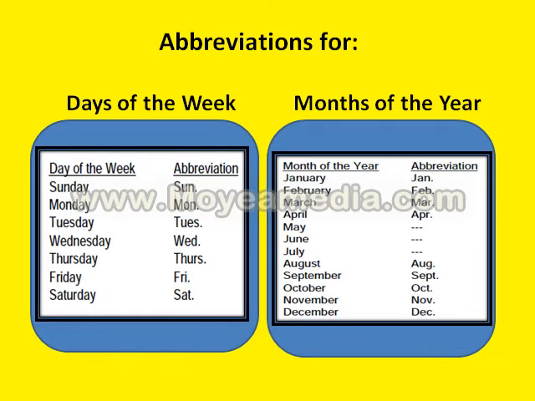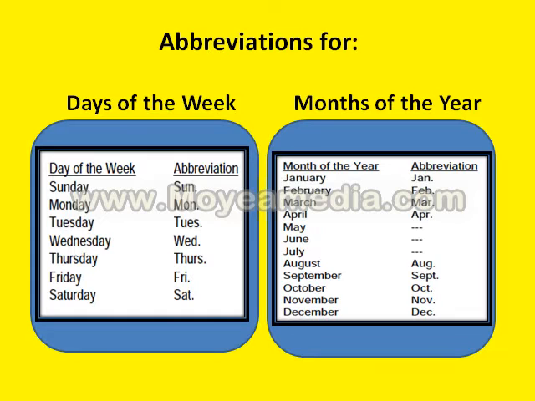Now let's move on with August. How are we going to abbreviate August? Excellent! AUG followed by a period. How about September? Very good. SEPT followed by a period. How about October? Very good. OCT followed by a period.